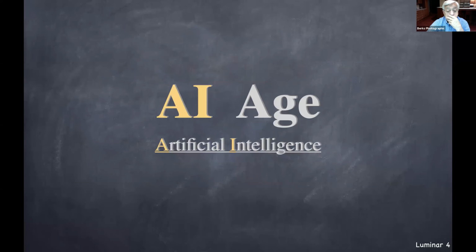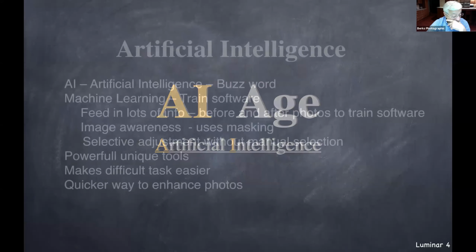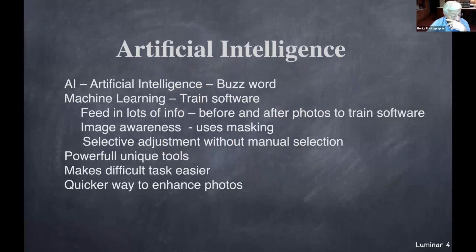Now we're in the AI age, the artificial intelligence age, and it's sort of like a buzzword, and it's been around for a long while. In fact, in Lightroom, in the Develop module, you'll see there is an Auto button, and that's artificial intelligence. You hit Auto and the computer gives you a version of your photograph that it thinks looks the best.